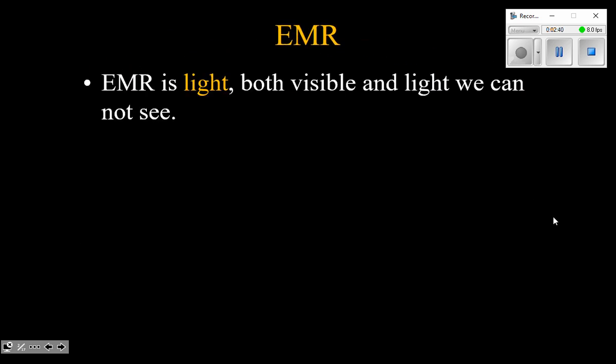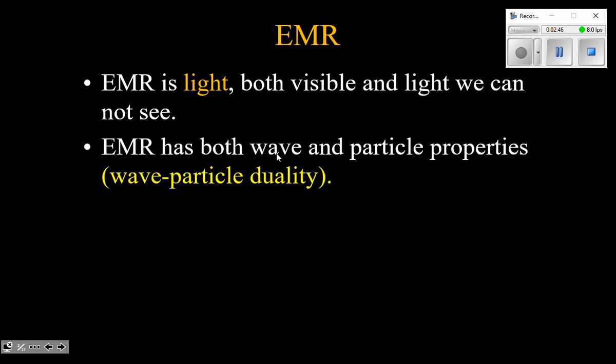So EMR is light, both visible and light we cannot see. EMR has both wave and particle properties. One of our major principles in Physics 30 is this wave-particle duality. It takes into account both the wave properties that light behaves like sometimes, and the particle properties. This historically was a big debate. Some very great physicists like Isaac Newton said, no, light behaves as particles. Others have come back and said no, waves, and back and forth until we now understand it has both properties. We're going to explain that model somewhat coming up in the next day or two.